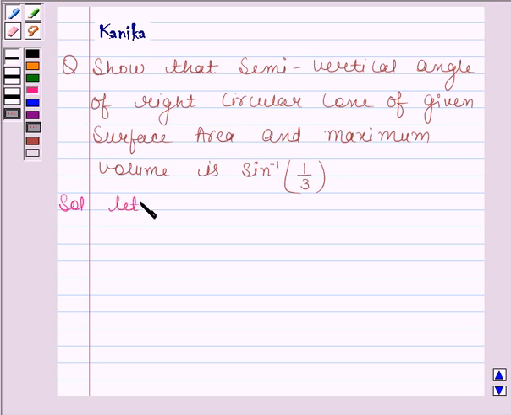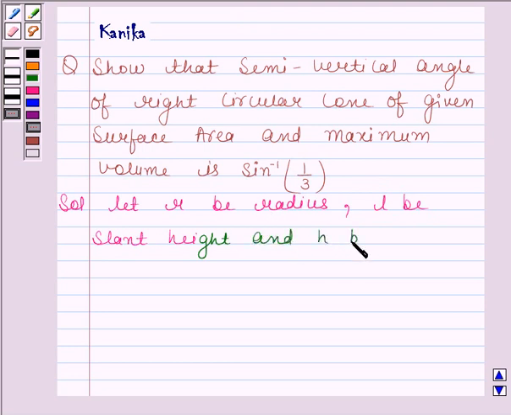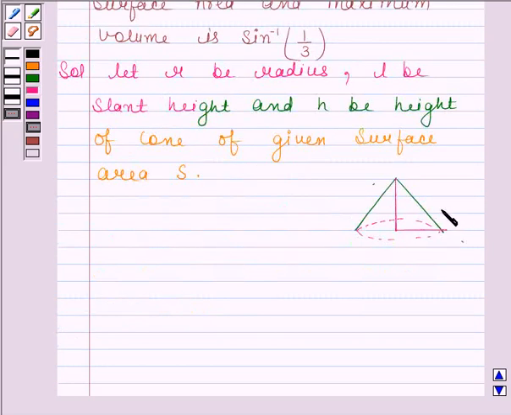Let R be radius, L be slant height, and H be height of cone. Given surface area S. So this is the cone whose height is H, slant height is L, and radius is R, and it has surface area S. We have to show that semi-vertical angle, that is this angle theta, is sine inverse 1 by 3.